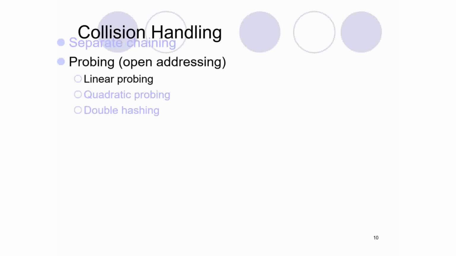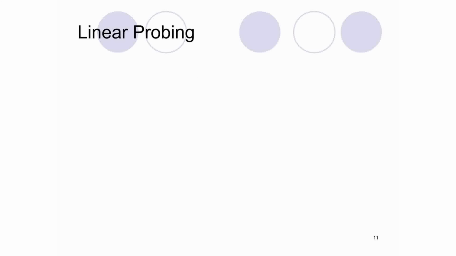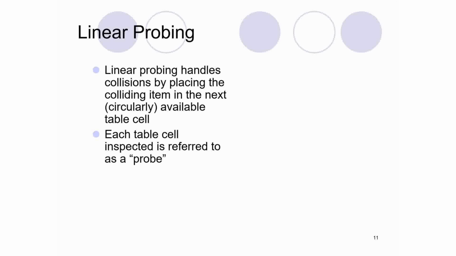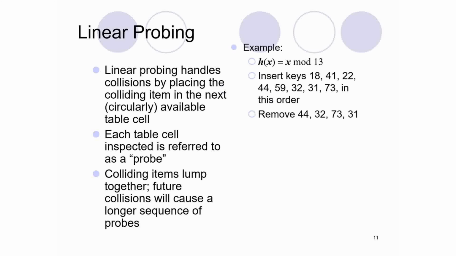Collision handling. A few ways for collision handling are: first, separate chaining; second, probing, like linear probing, quadratic probing and double hashing. Linear probing handles collisions by placing the colliding item in the next available table cell. Each table cell inspected is referred to as a probe. Colliding items lump together, so future collisions will cause a longer sequence of probes.